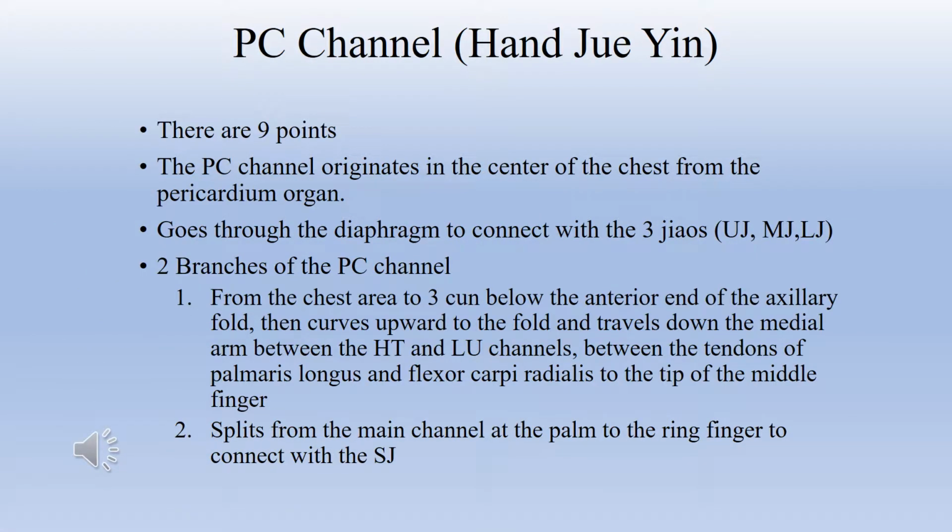PC channel, Jue Yin. There are 9 points. The PC channel originates in the center of the chest from the pericardium organ, goes through the diaphragm to connect with the 3 jiaos, upper jiao, middle jiao, lower jiao. 2 branches of the PC channel go from the chest area to 3 soon below the anterior end of the axillary fold, then curve upward to the fold and travel down the medial arm between the heart and lung channels, between the tendons of palmaris longus and flexor carpi radialis, to the tip of the middle finger. A branch splits from the main channel at the palm to the ring finger to connect with the sanjiao.